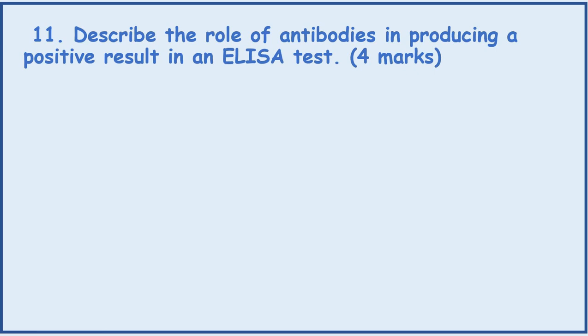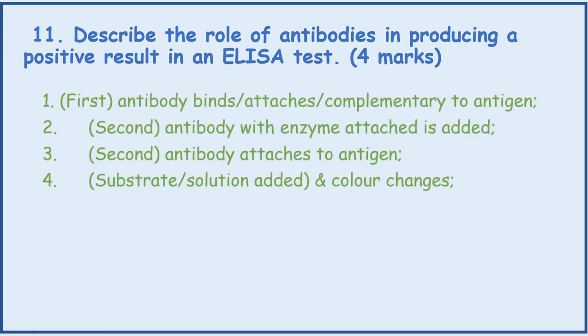Question 10. Describe the role of antibodies in producing a positive result in an ELISA test. The first antibody binds to the antigen, being complementary to it. The secondary antibody with an enzyme attached is added. The secondary antibody attaches to the antigen. I would usually add also that it is washed in between to remove any unbound antibodies. The substrate or solution is added and the colour changes.